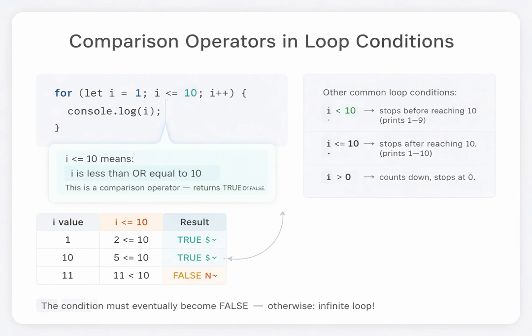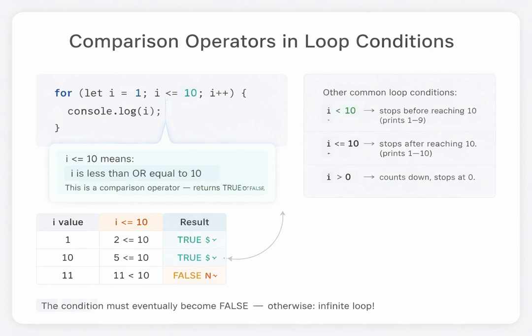In our for loop, the condition is I less than or equal to 10. This is a comparison operator, and it evaluates to either true or false on every single check. When I is 1, 2, 3, all the way up to 10, the condition is true, and the loop continues. The moment I becomes 11, the condition is false, and the loop stops.